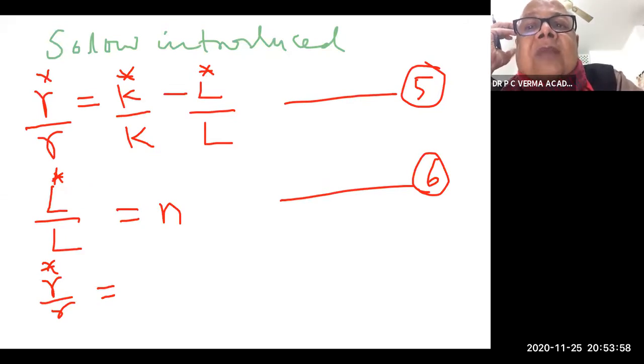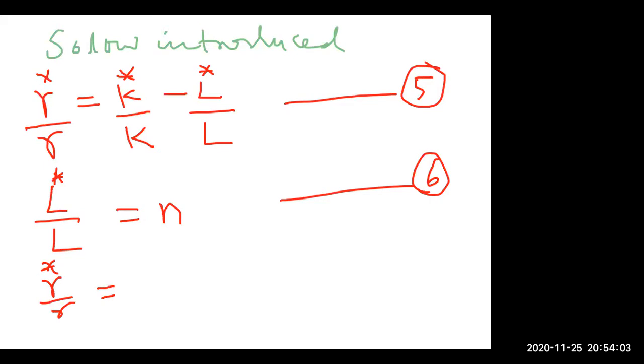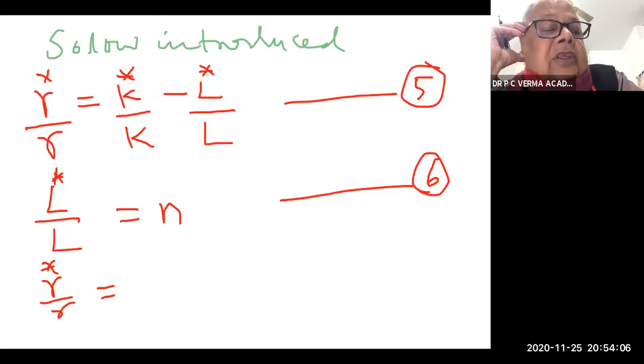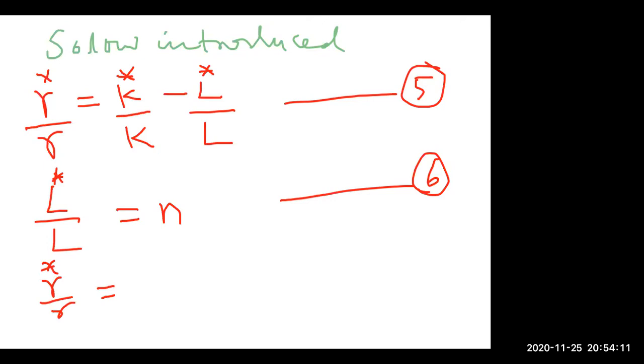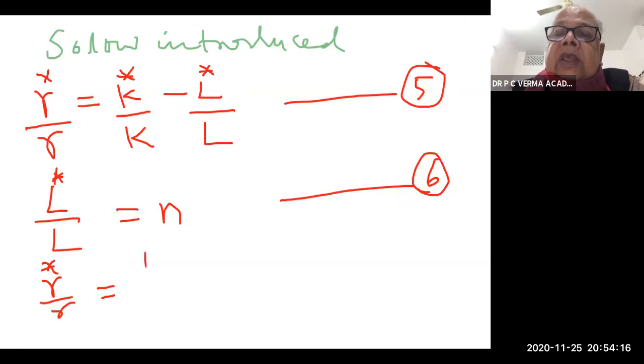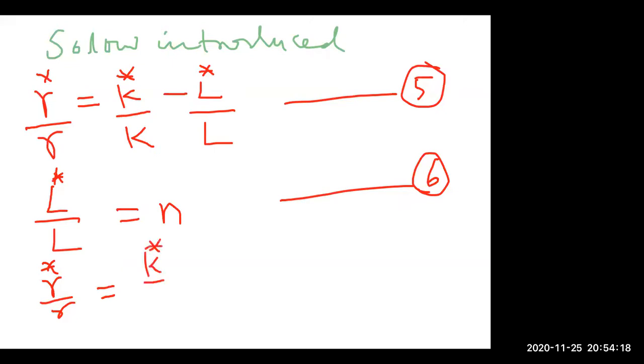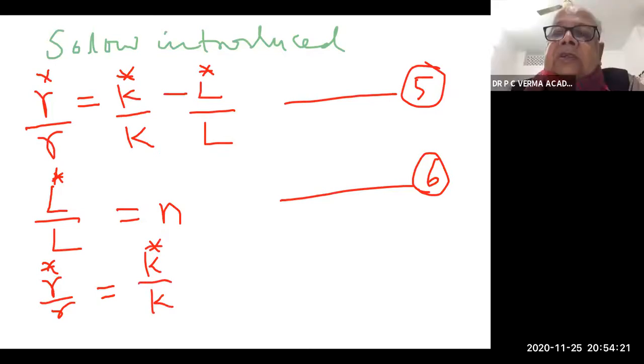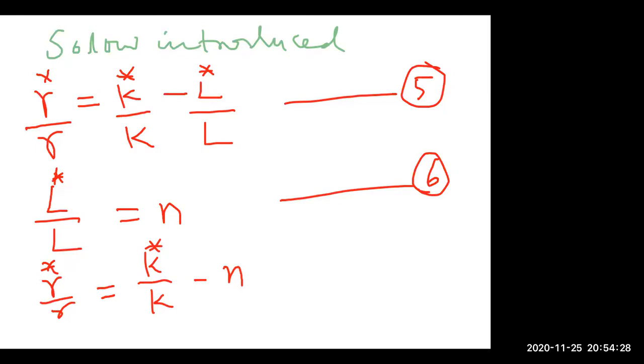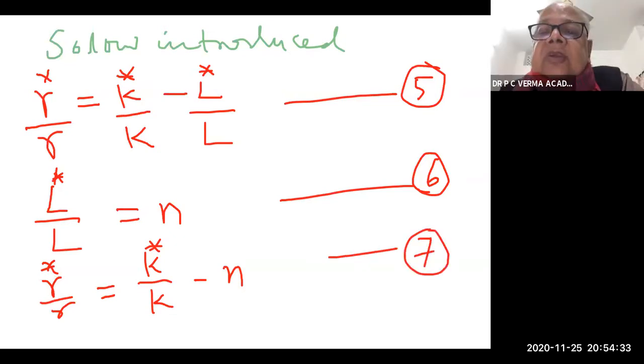So L star by L, he considers this to be N, the natural population growth rate. He has assumed L star by L equal to N. And now our equation will be R star by R equal to K star by K minus N. Equation number 7.